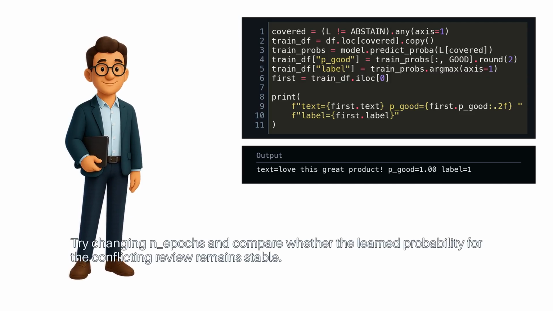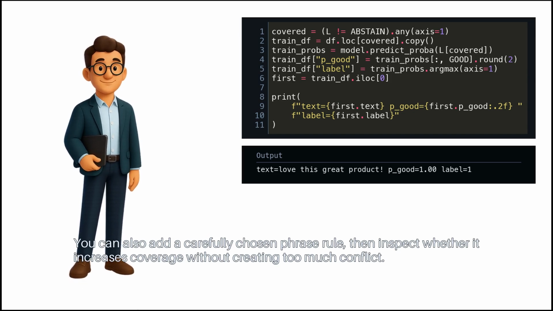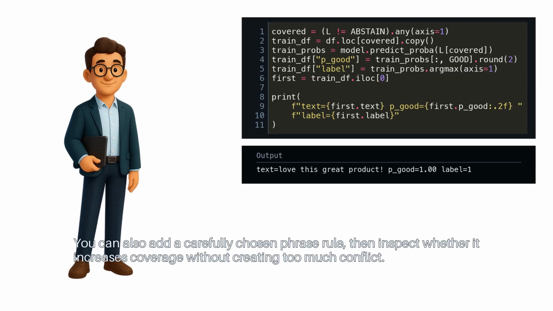Try changing n_epochs and compare whether the learned probability for the conflicting review remains stable. You can also add a carefully chosen phrase rule. Then inspect whether it increases coverage without creating too much conflict.